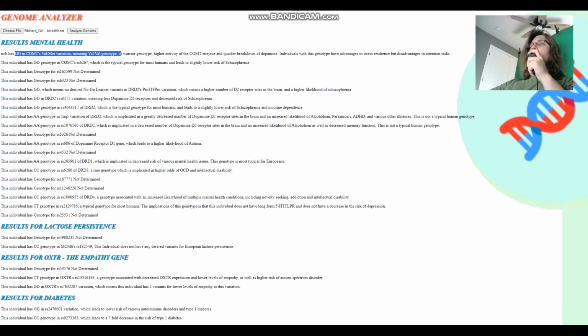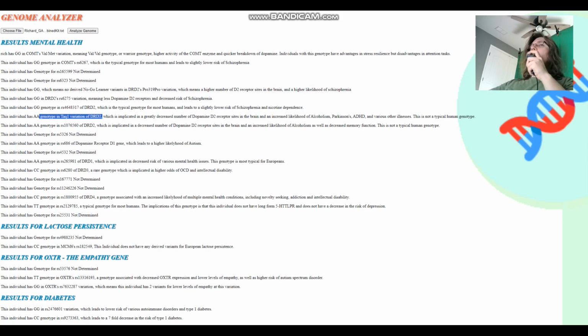So less dopamine in the system, quicker dopamine reuptake, quicker breakdown of dopamine. GG here in the no-go learner variation of DRD2, so he does not have any no-go learner variants in DRD2. And he's got AA in TAC1. This is super interesting, right? So the AA genotype in TAC1 is a genotype you will see in every single monkey. Every single gorilla, chimpanzee, orangutan is going to have AA in TAC1.